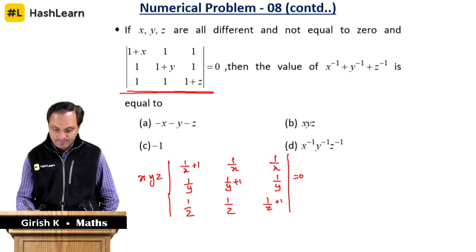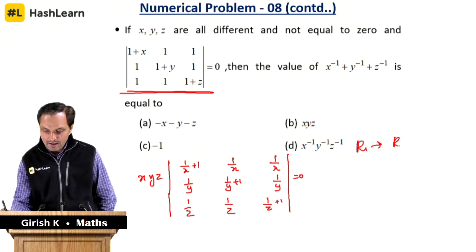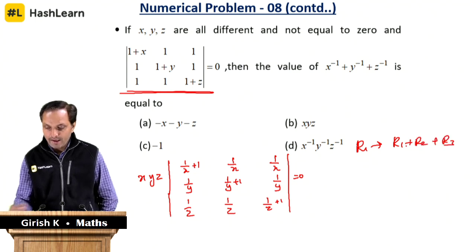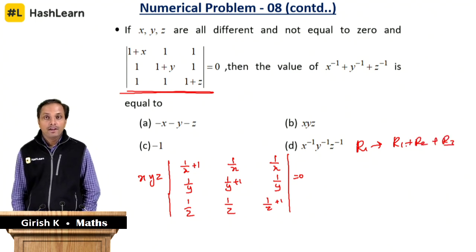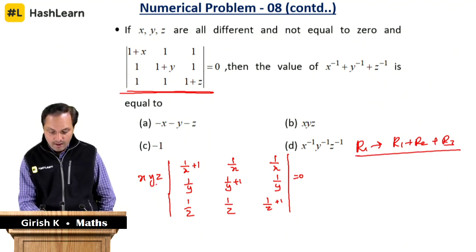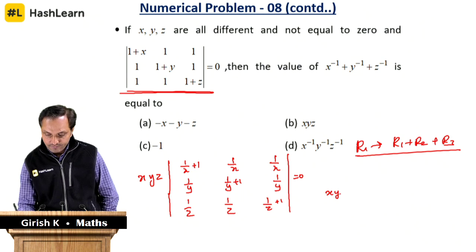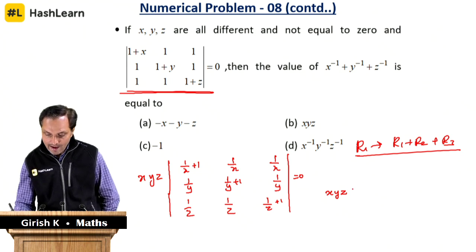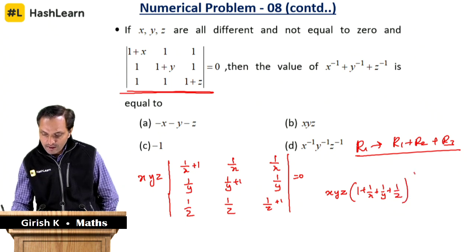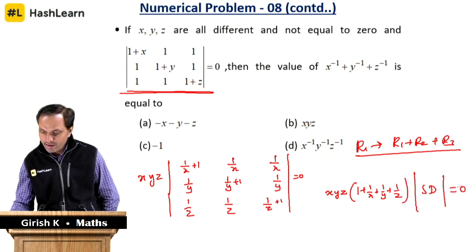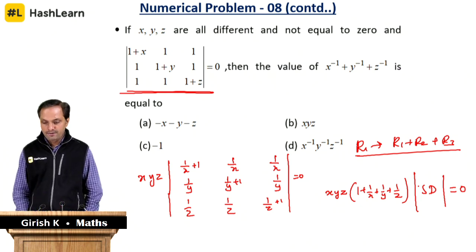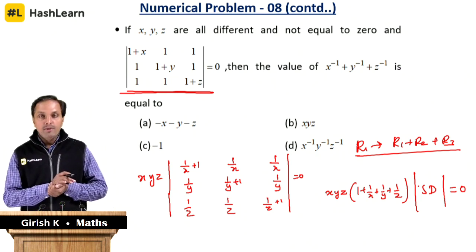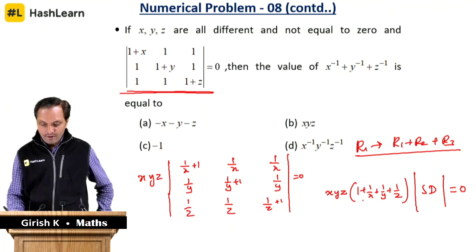Now if you add r1 implies r1 plus r2 plus r3, xyz is already common. If you take r1 plus r2 plus r3, you will have 1 plus 1 by x plus 1 by y plus 1 by z times some determinant. You need not worry what exactly that determinant is. It will be something else. You need not write all those things because we have already got 1 plus 1 by x plus 1 by y plus 1 by z.